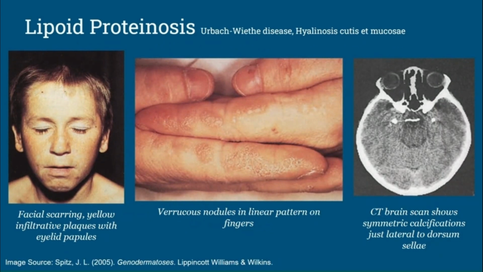So here on the leftmost photo, we'll see facial scarring as well as the yellow infiltrated papules on the eyelids. And if you look really closely, you can see the eyelids there. You can also see verrucous nodules in a linear pattern on the fingers. And the CT scan here shows symmetric calcifications just lateral to the dorsum sellae.